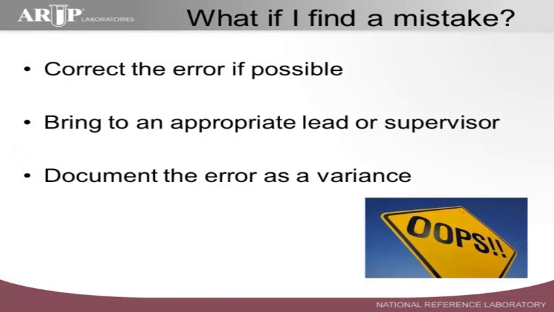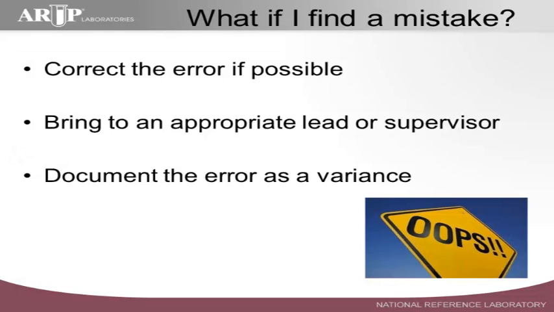So if you make a mistake, obviously humans make mistakes, we all know that. So you want to correct the error if possible. You want to bring it to the appropriate person's attention, whether that's the supervisor, the person you're working with in the lab, the lead, whatever it is for the lab that you're working in, whatever the reporting structure is. And then you want to document errors as, we call them variances.